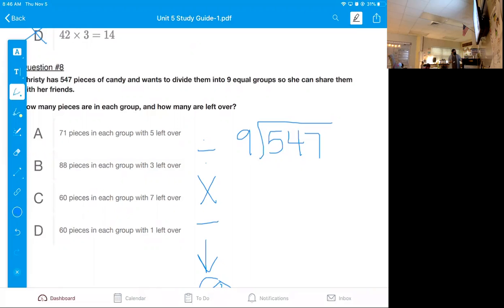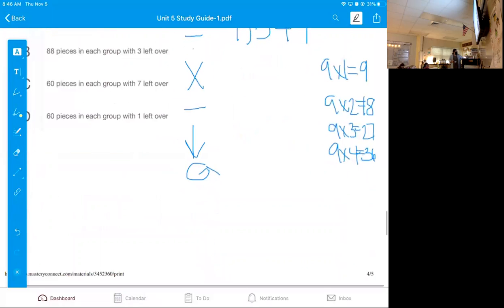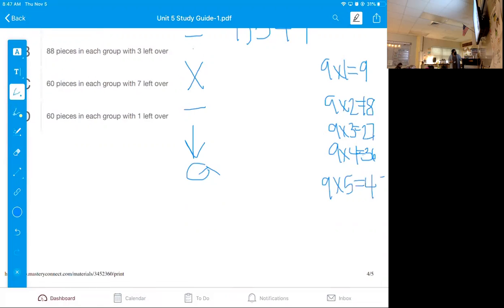All right. So thinking about my 9s facts, if I don't have those memorized, I need to write them out to the side. So I could write down 9 times 1 is what? 9 times 2? 18. 9 times 3? 27. 9 times 4? 36. I'm running out of room here. Hold on. Let me scroll down. 9 times 5? 45. 9 times 6? 54. Good. And that's the number I'm looking for, right?